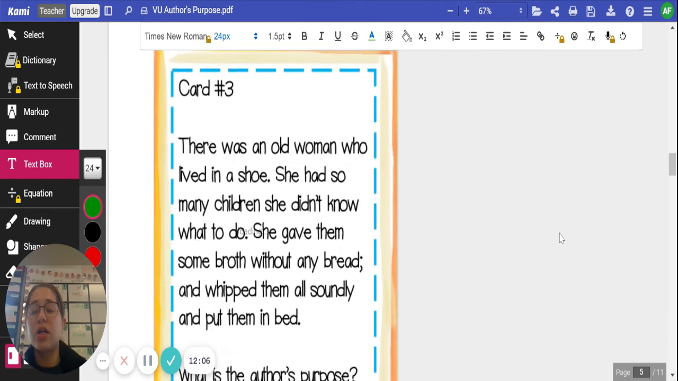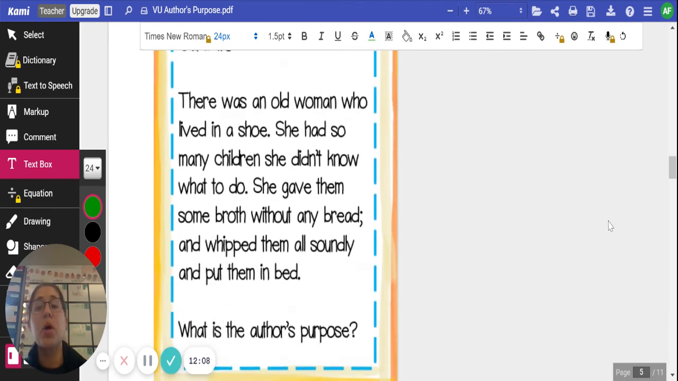Our next card, card number 3, you are also going to do on your own, and I'm going to read this one for you as well. There was an old woman who lived in a shoe. She had so many children, she didn't know what to do. She gave them some broth without any bread, and she whipped them all soundly and put them in bed. What is the author's purpose? Go ahead and pause and figure out the author's purpose. Is it to inform or tell us about something with facts, to persuade us to do something, or is it to entertain us or just tell a good story? Once you have it figured out, you may write it down.